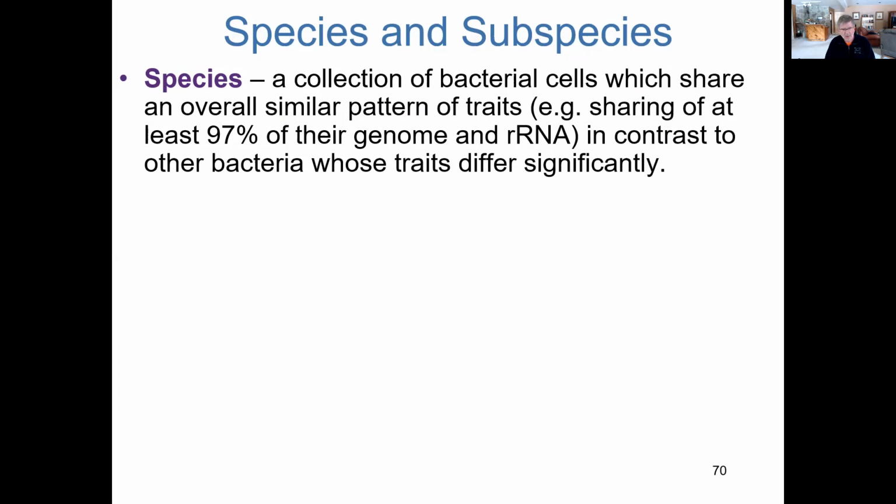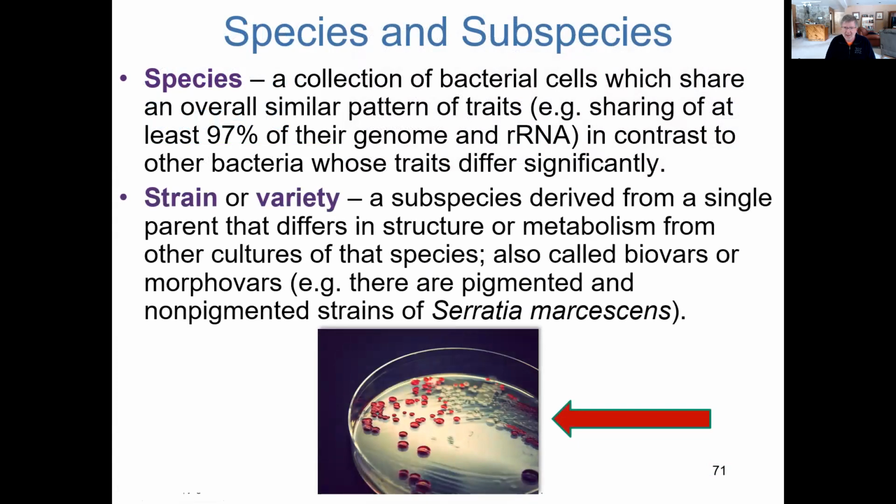In lab this week, we worked with Serratia marcescens. Marcescens is the species. So what makes a species a species? Well, if cells share at least 97% of their genome, their genetics, and their rRNA, which is pretty much the ribosome, between two cells, they would be considered of the same species. That's technically the definition we've adopted. However, to muddy the waters a little bit, you can have what are defined as strains or varieties of species.